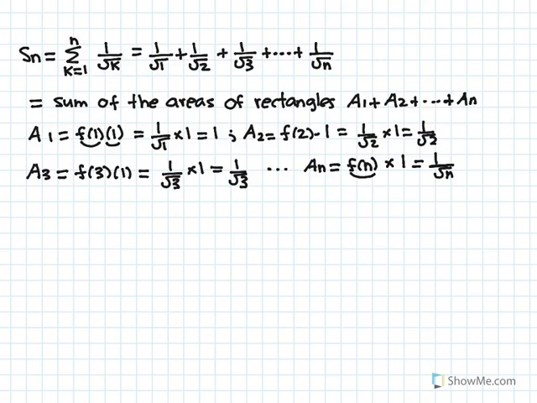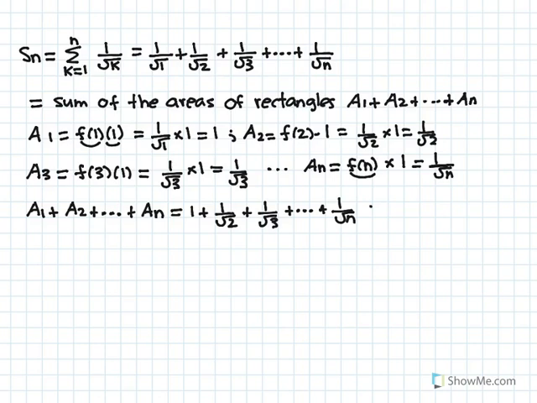Now notice something, that the sum of the areas of these rectangles actually equals the nth partial sum for the series that we have. A1 plus ... plus AN is equal to 1 plus 1 over root 2 plus 1 over root 3 plus ... 1 over root n. This is equal to Sn.